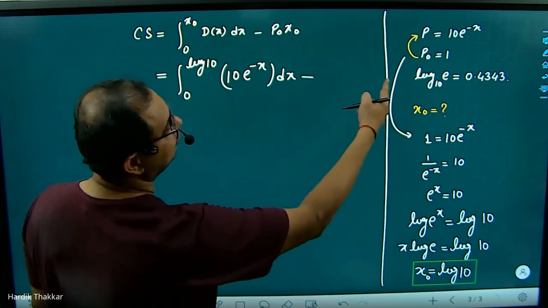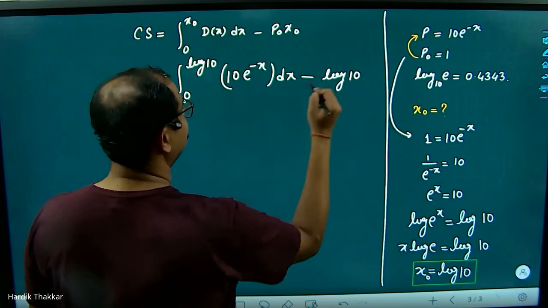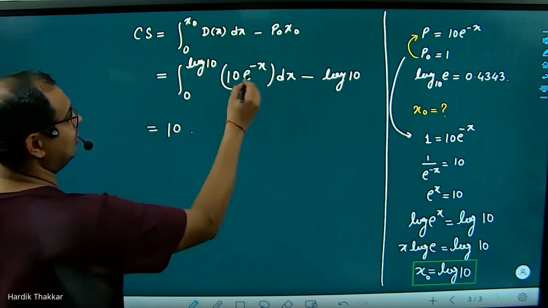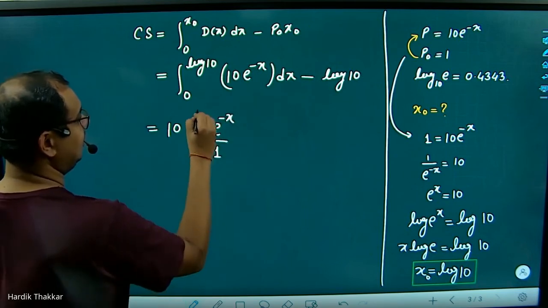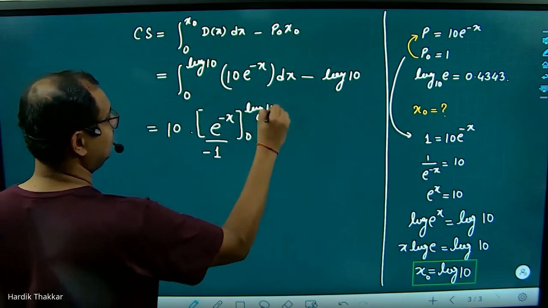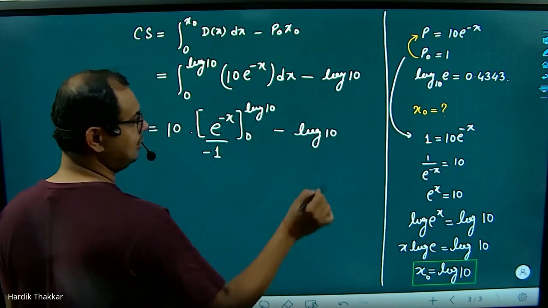So the value of p naught is 1 and x naught is log 10. So it will be simply log 10. Now further we can take 10 outside the integral. Integration of this will be like this. And here the limits will be from 0 to log 10. Okay. Minus log 10. Correct? Is it clear?